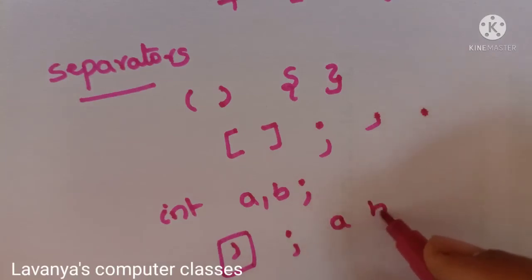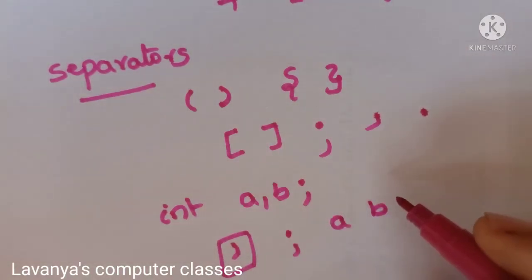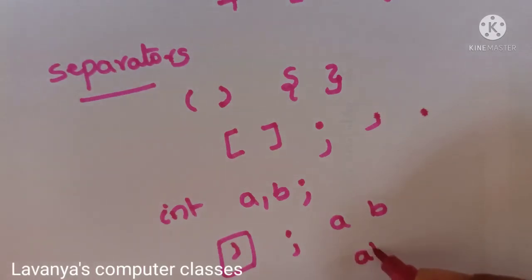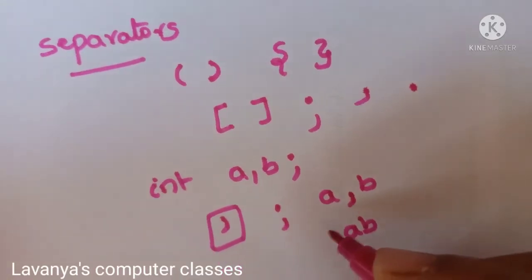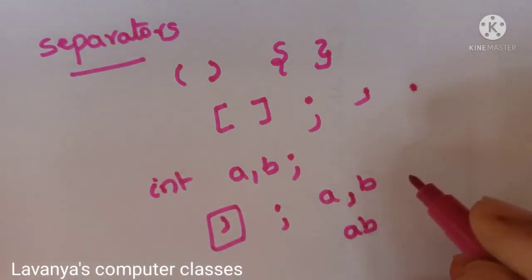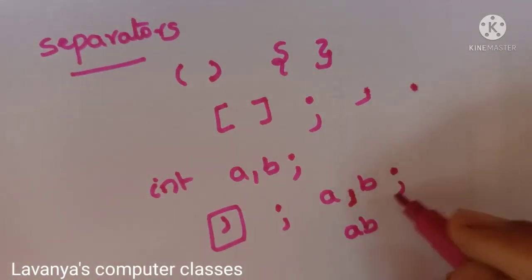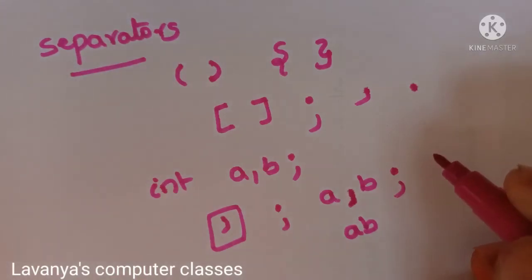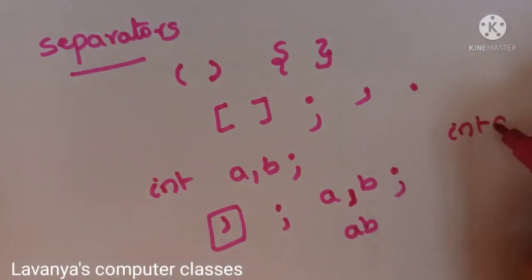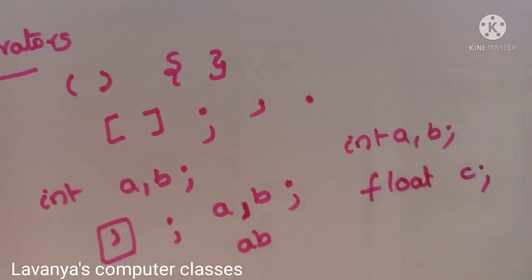Here a and b are both variables. A comma b means a is one variable and b is another variable. For separating these two, we are using a separator, the comma. Similarly, semicolon. What is the meaning of semicolon? It is the end of the line. If you want to go to the next line, a comma b, then float, see, like this. Each and every line ends with a semicolon. If you put a semicolon here, you can understand the line is over.